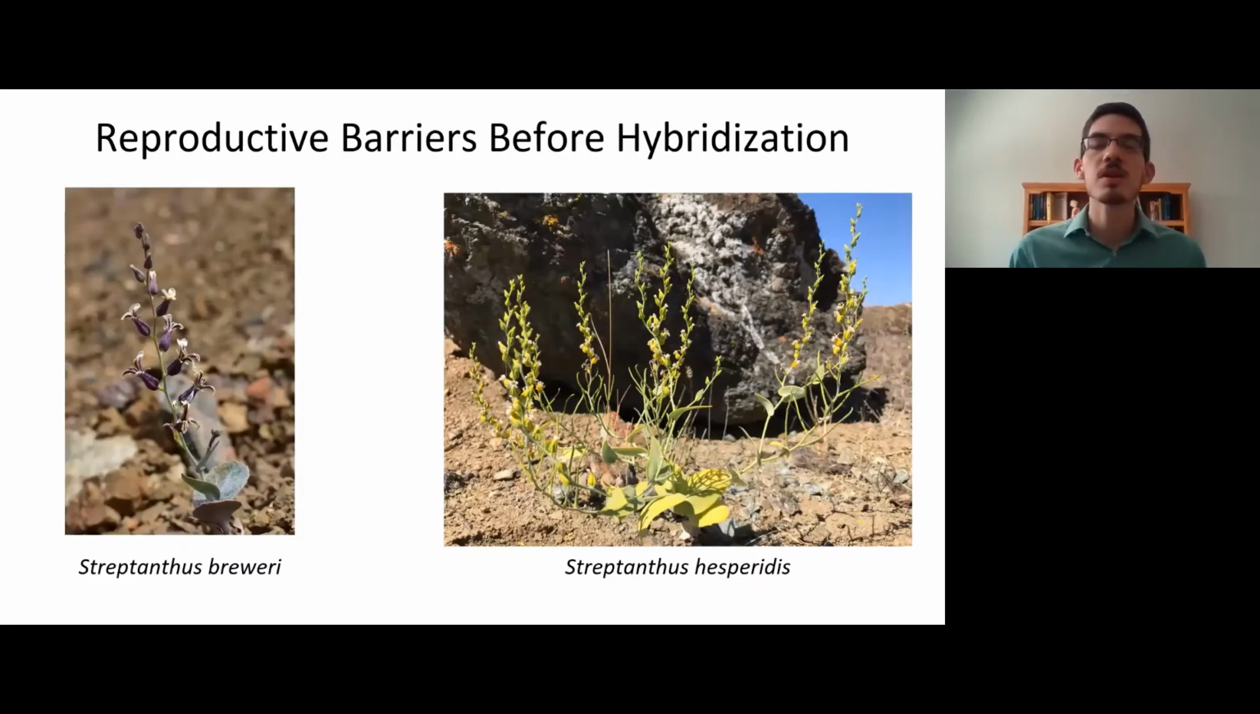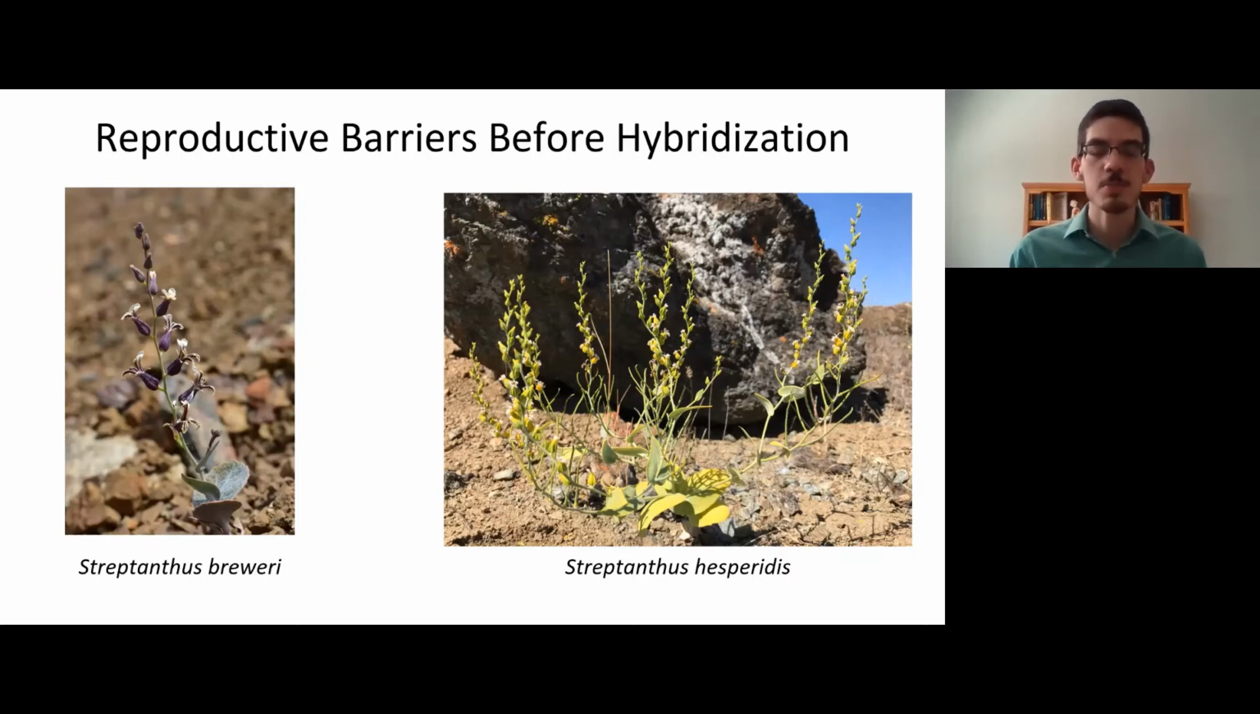Now, these reproductive barriers generally fall into one of two categories. Either they prevent two parent species from producing a hybrid, or they limit the reproductive fitness of a hybrid after it has formed. So pre-hybridization reproductive barriers include things in plants like non-overlapping geographic range, differences in pollinators, differences in flowering times, things of that nature.